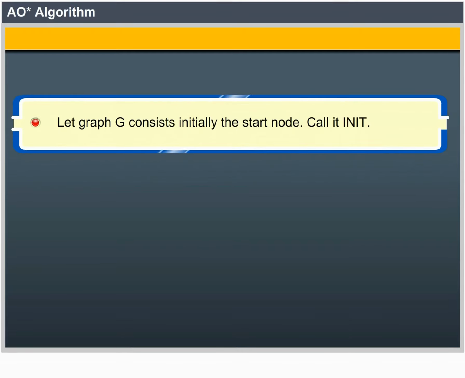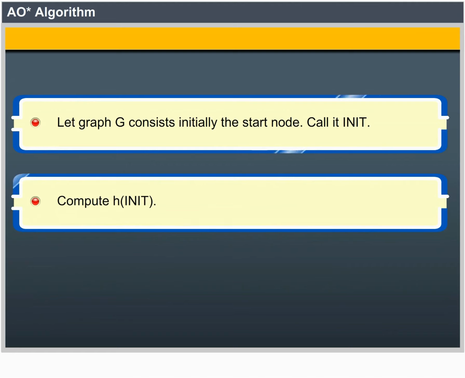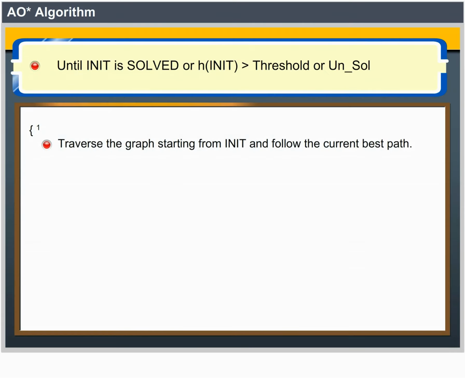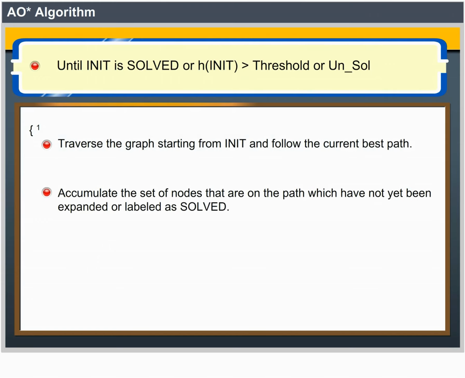AO-star algorithm. Let graph G consist initially of the start node. Call it init. Compute h of init until init is solved or h of init is greater than threshold or unsolvable. Traverse the graph starting from init and follow the current best path. Accumulate the set of nodes on the path which have not yet been expanded or labeled as solved.